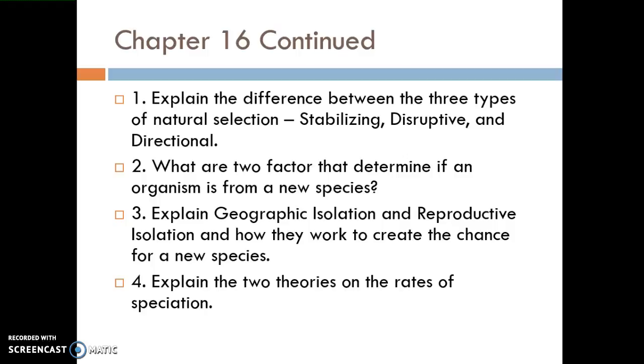Two factors that determine if an organism is from a new species: we use morphology and biology. So morphology is the internal and external appearance of the organism, and then we also use biology, which is based on who can reproduce successfully.